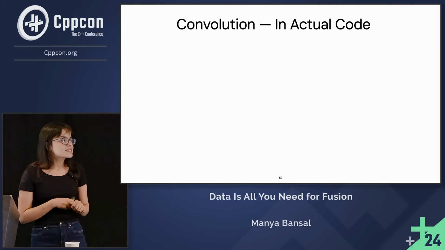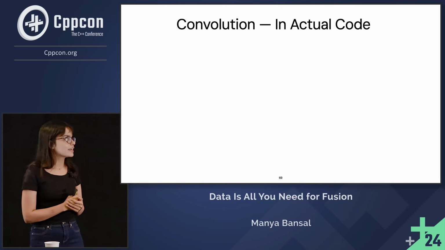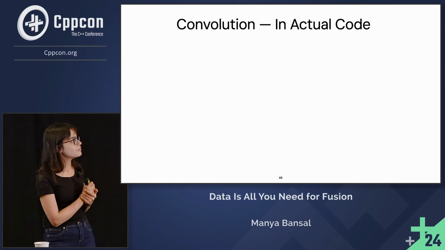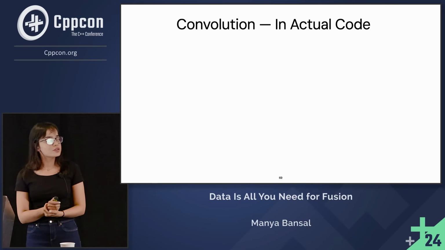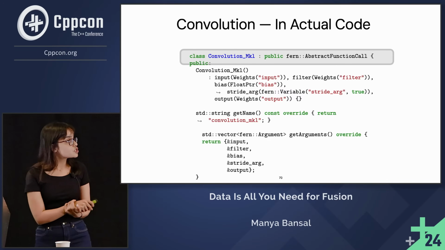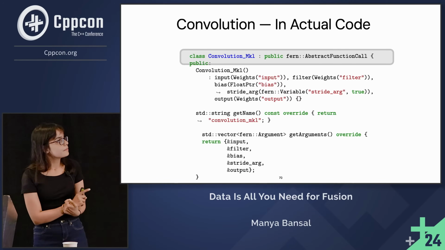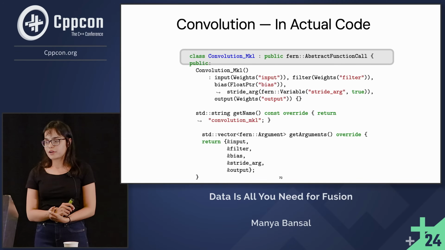Okay. What does this look like in actual code? I know we've been looking at nice pictures and nice syntax, but I want to actually show you what this looks like in code. So the first thing you're going to do is write a class which looks something like this. This is the convolution class. I'm trying to plug in an MKL interface into Fern right now.